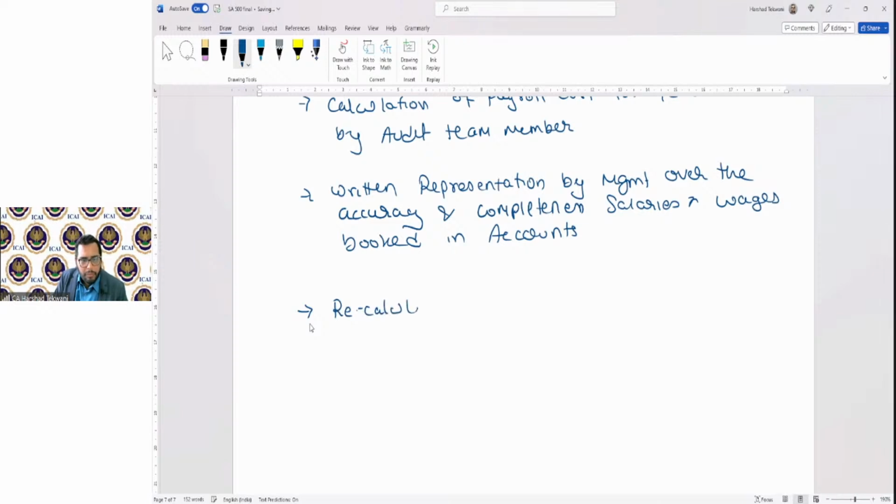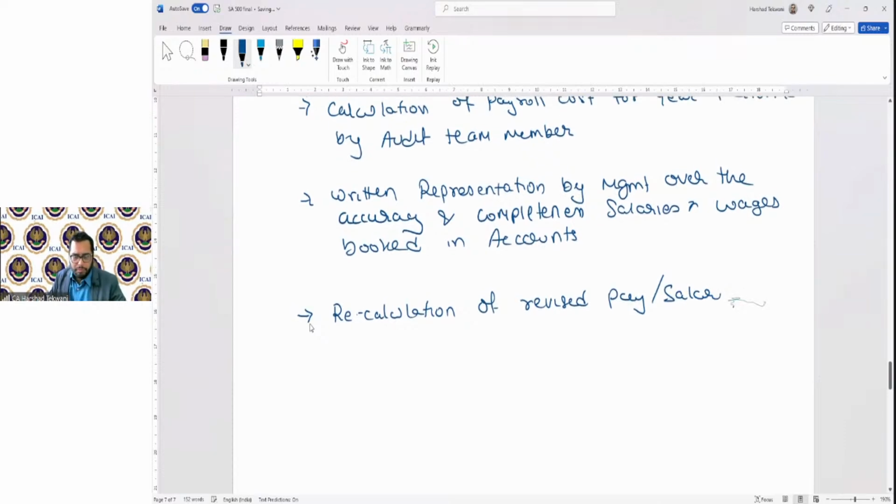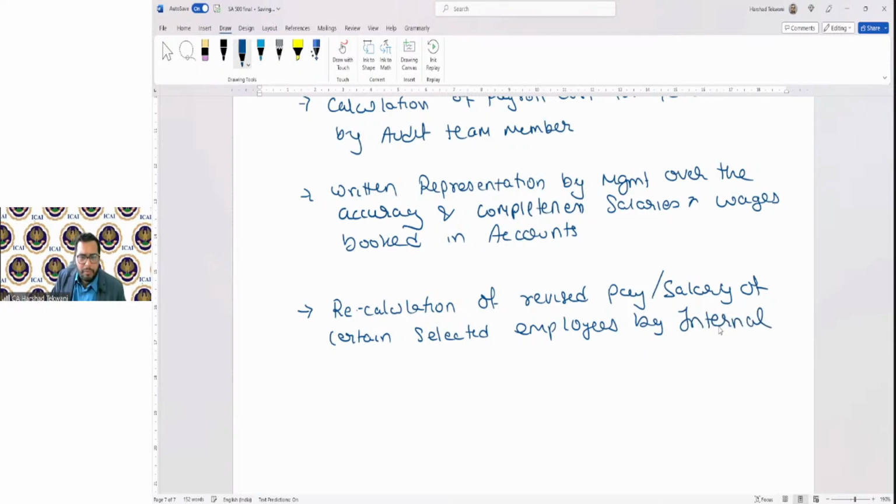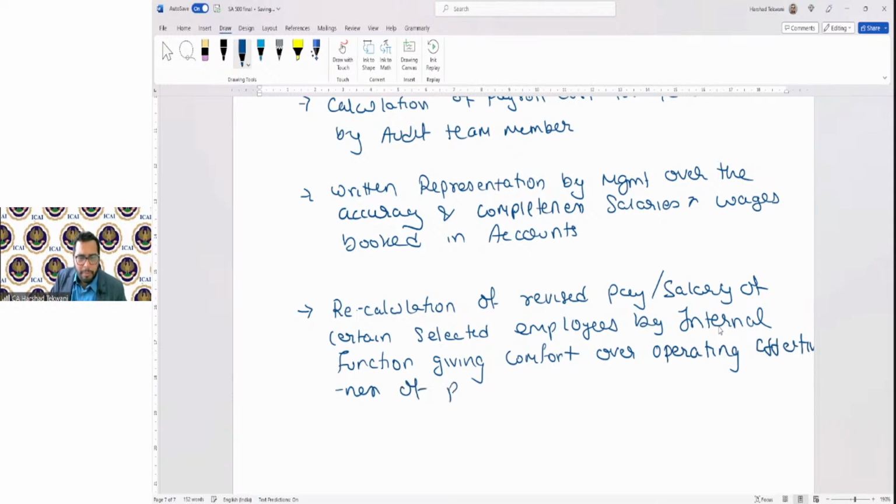Third, recalculation of revised pay, or you can say salary, of certain selected employees by the internal audit function, giving comfort over the operating effectiveness of payroll control.